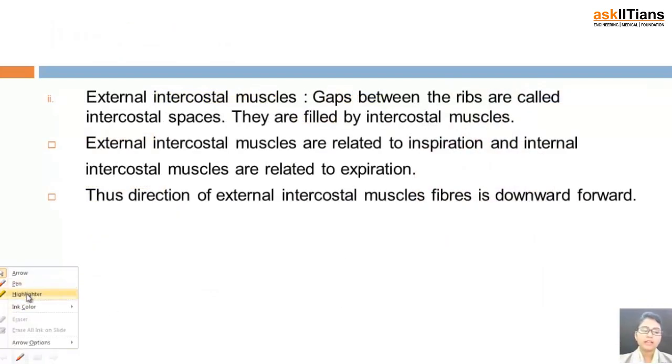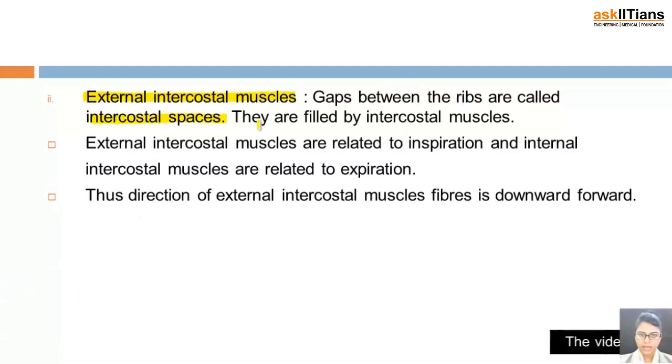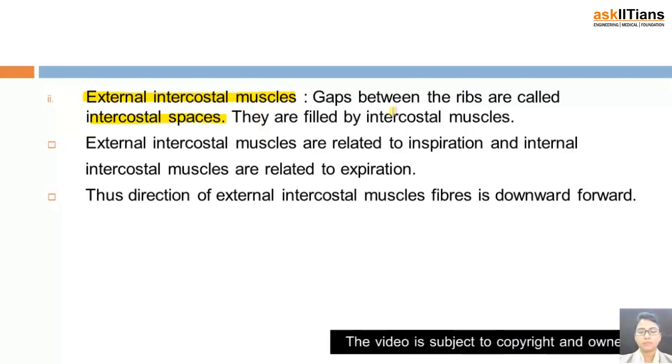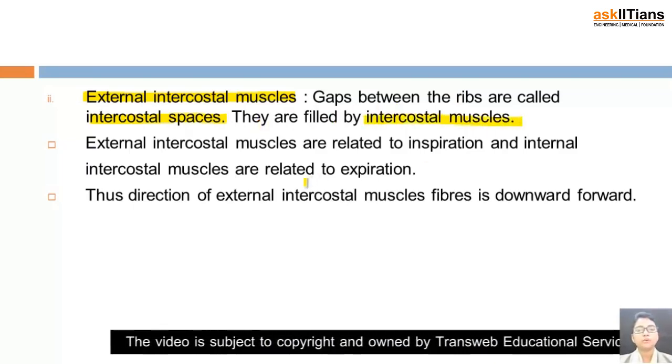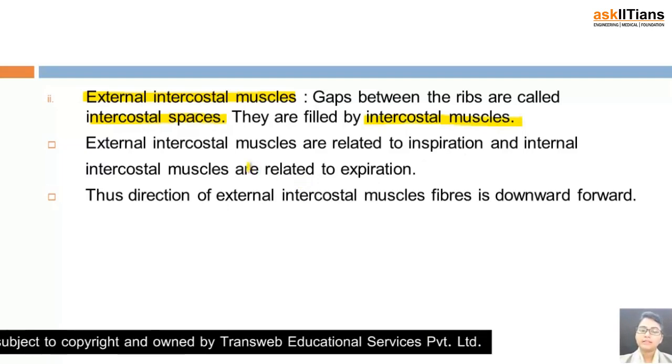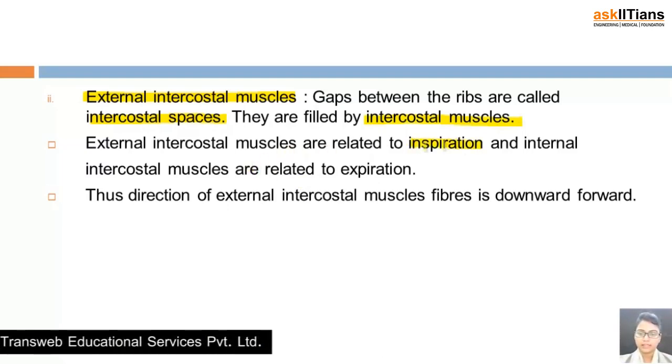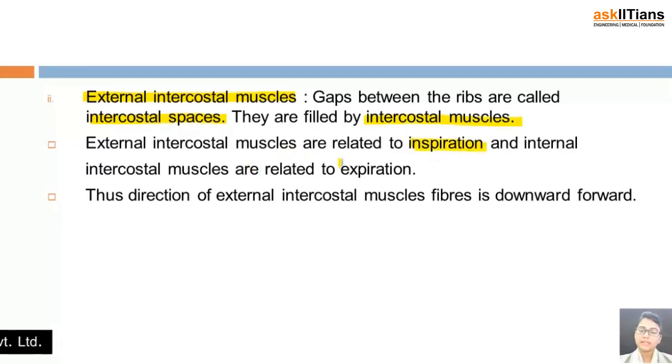Second is the external intercostal muscles. The gap between the ribs is called intercostal space, and this intercostal space is filled by intercostal muscles. External intercostal muscles are related to inspiration and internal intercostal muscles are related to expiration. The direction of external intercostal muscle fibers is downward and forward.